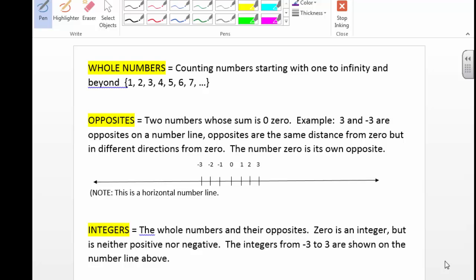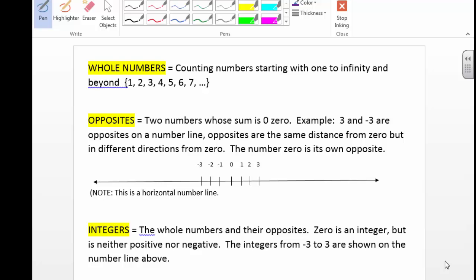Let's start with whole numbers. Whole numbers are basically counting numbers starting with 1 and they go on to infinity and beyond. So they just keep going and going and going, all right?